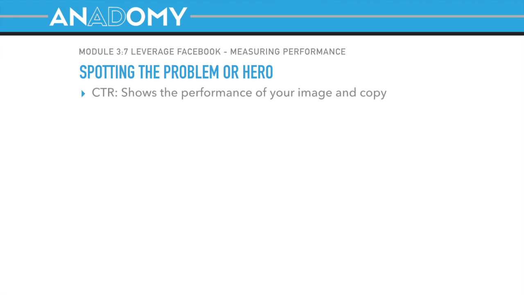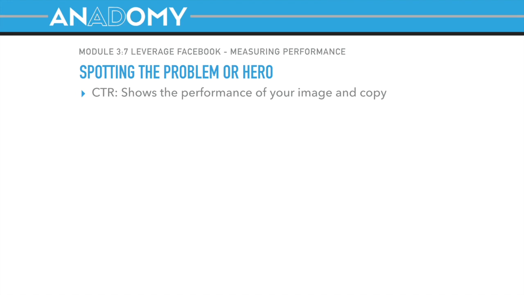Now again, click-through rate is showing us the number of people that click divided by the number of people that see it. If you're getting a really good click-through rate, that means you've probably chosen a really good image and written good supporting copy. The image is going to get people to stop and actually look at it. The copy is going to get them to read it and ultimately make a decision to click. If those two things are working, then you'll have a good click-through rate.